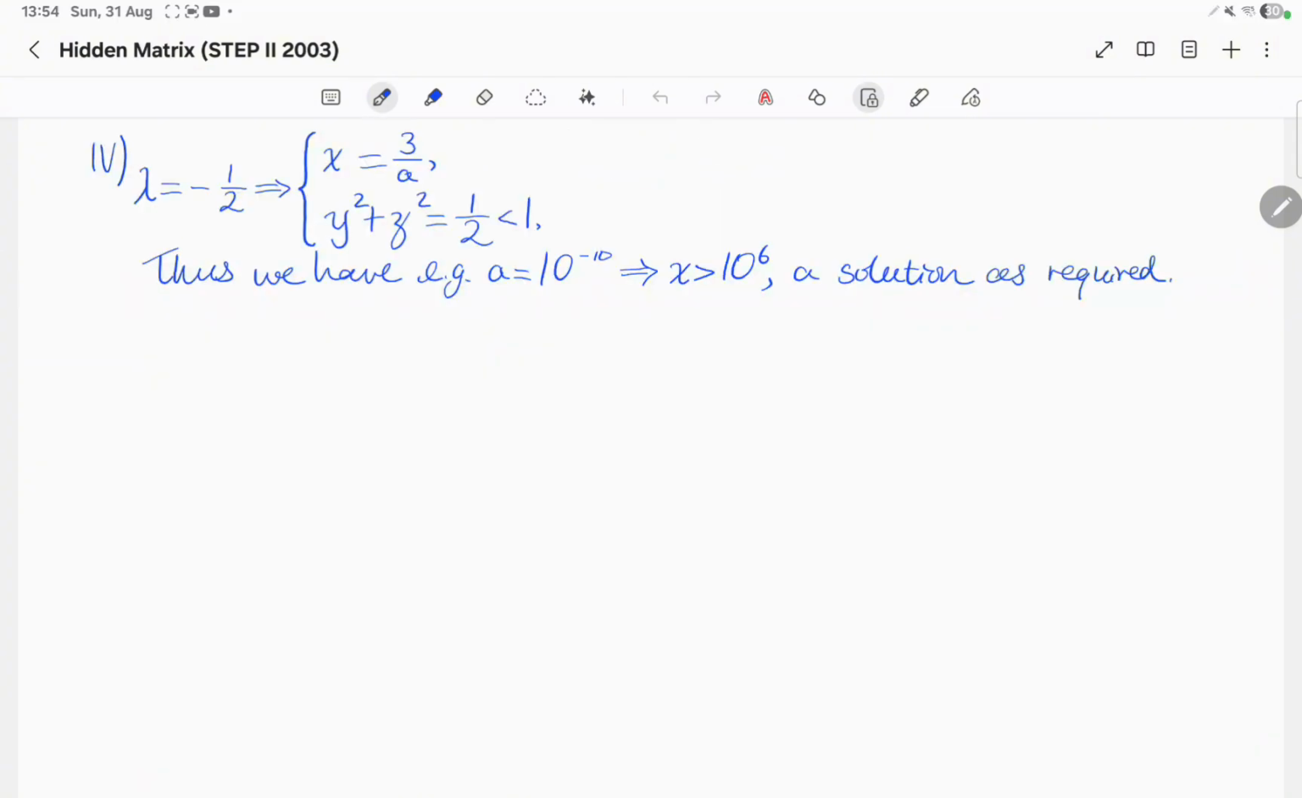Now we can move on to part 4. Here we can choose any value of lambda that gives y squared plus z squared is less than 1. For example, lambda is equal to negative 1/2, which gives y squared plus z squared is equal to 1/2. This also gives x is equal to 3 over a, and thus we can change a such that x is definitively greater than 10 to the 6, for example by using a is equal to 10 to the negative 10, giving us a solution that fits the requirements.